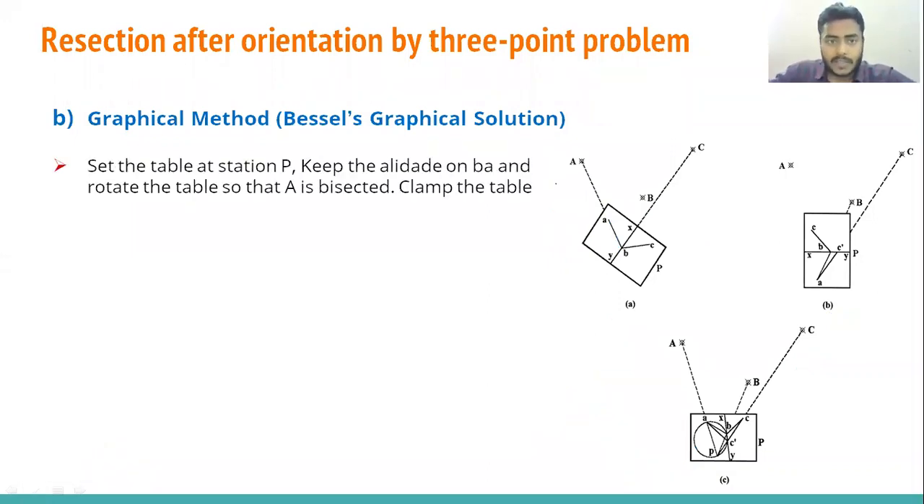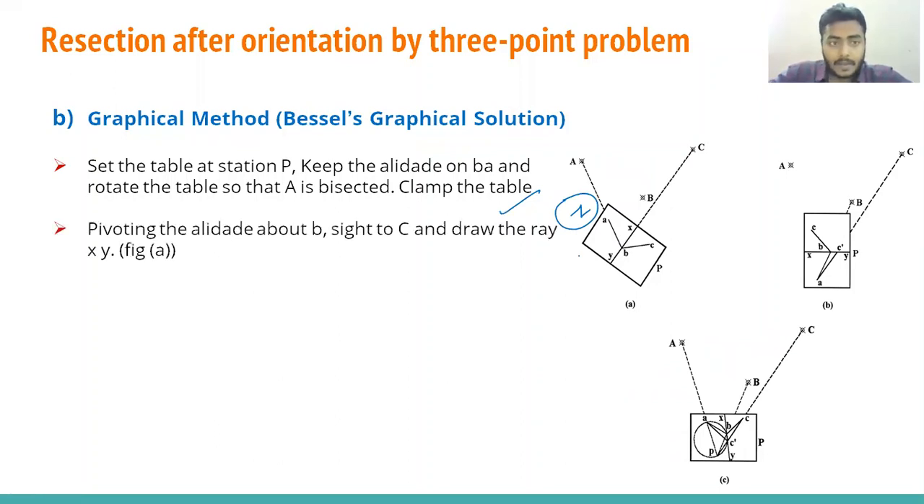You can follow this procedure. Set the table at station P, keep the alidade along the BA line and rotate so that it is bisected. Clamp the table. Once it is done, that is called step 1. Once you clamp the table, pivot the alidade at B, sight C, and draw the ray XY. So you can see in the figure, we can assume this is the second step.